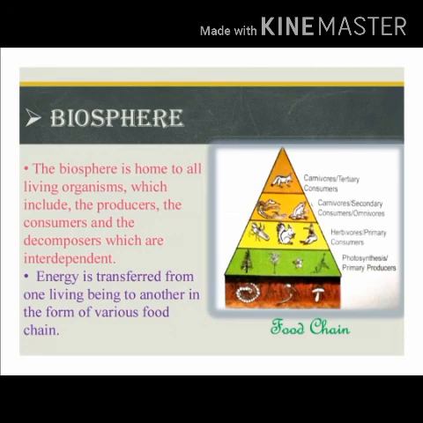If we talk about consumers, they are of three types: herbivores, carnivores, and omnivores. Herbivores are those who eat plants and herbs. The carnivores are those who eat flesh, and the omnivores are those who eat both plants as well as flesh.